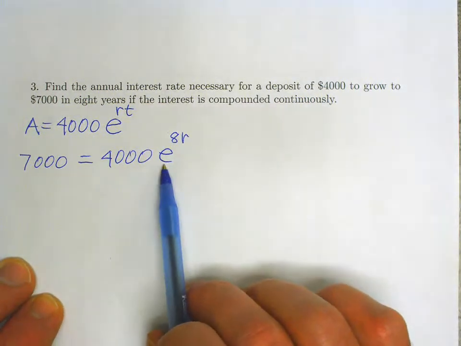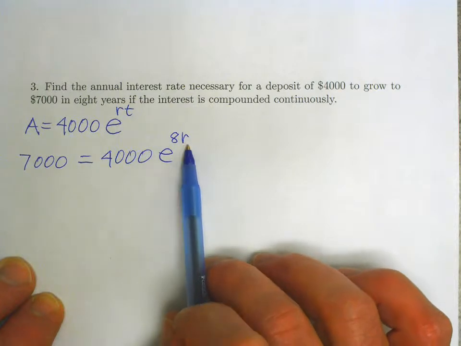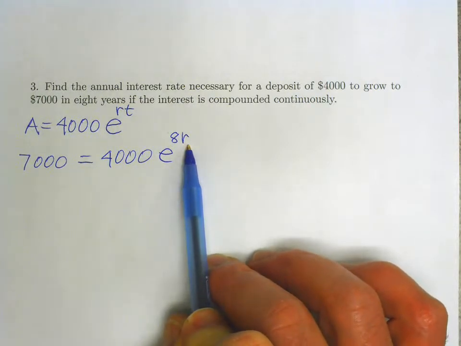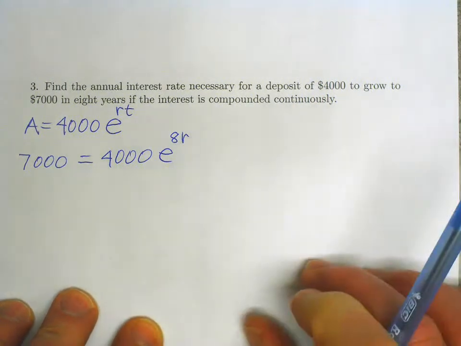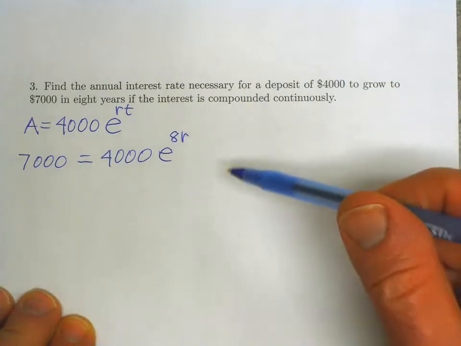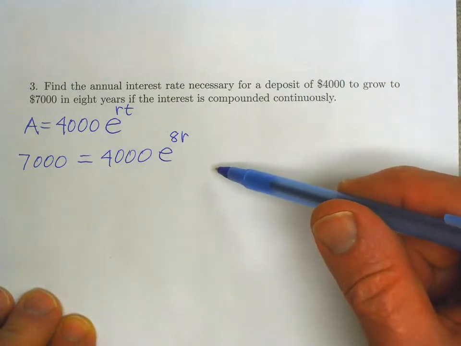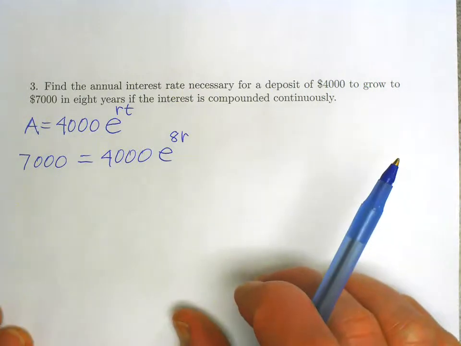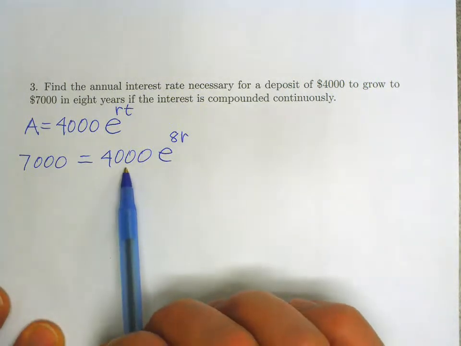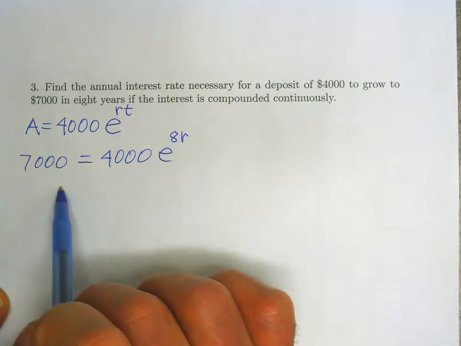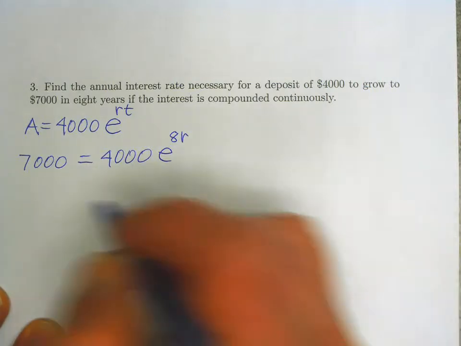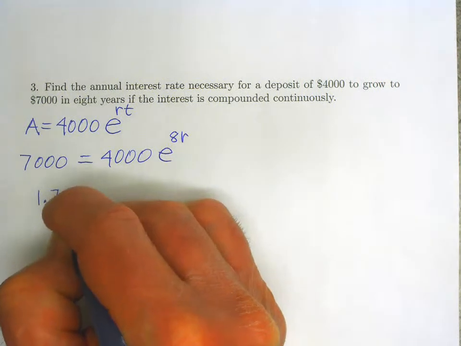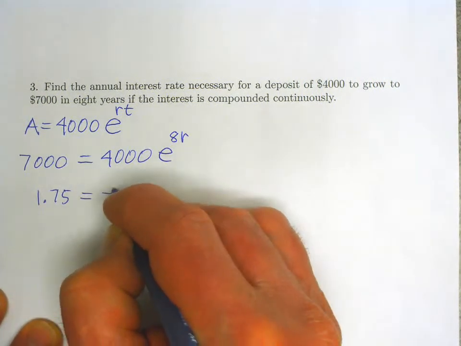Okay, now we're going to solve this for r. We see that r is in the exponent, so that means that we're either going to use a logarithm to solve for r, or we can probably just also convert the exponential equation into its logarithmic equivalent. But first we divide both sides by 4,000. 7,000 divided by 4,000, that simplifies to 7/4, or 1.75. So 1.75 equals e to the 8r.